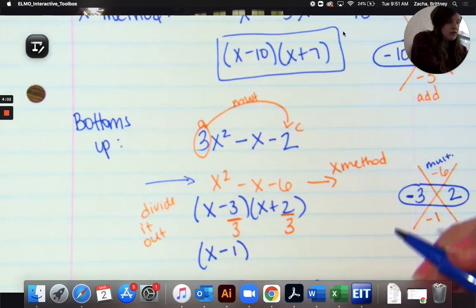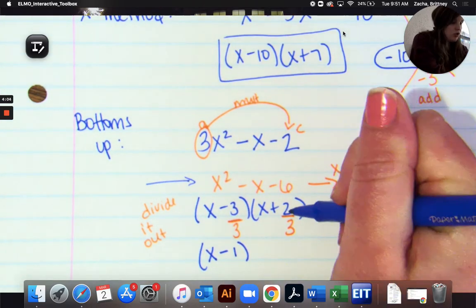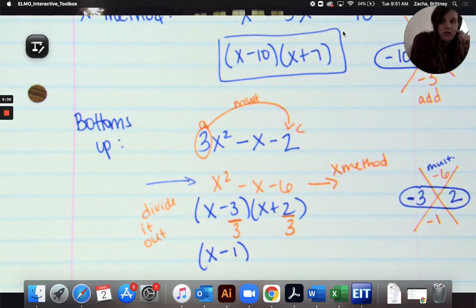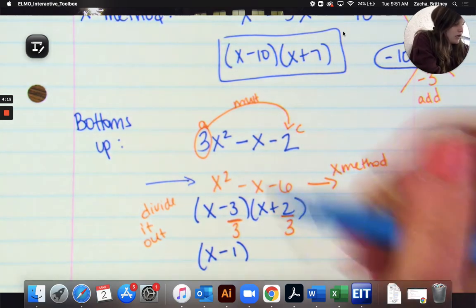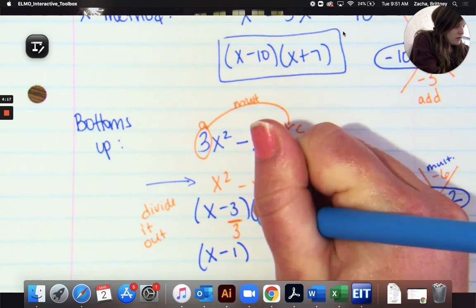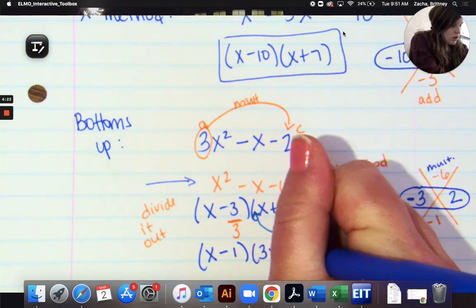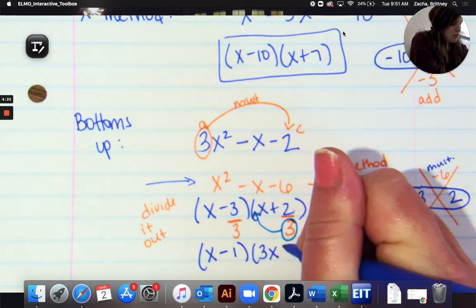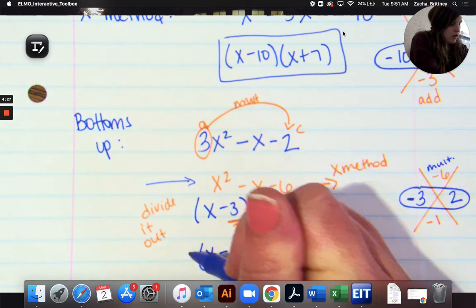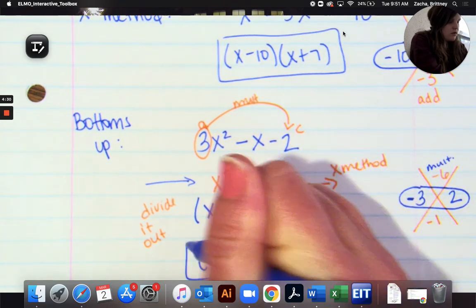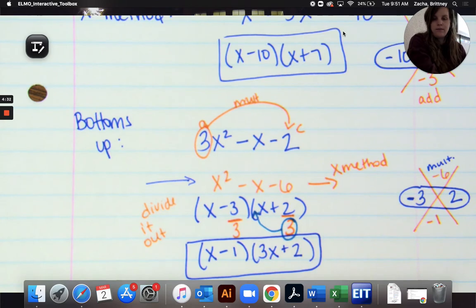And then here is bottoms up. This is where it gets its name. 2/3 does not divide, nor can it reduce. It's already a reduced fraction, and it doesn't simplify to a whole number. So you take your bottom number, it's a different color, and you bring it up in front of the x. So your second factor would be 3x, and then the plus 2 stays in its spot, plus 2. And that's how you factor this original quadratic.